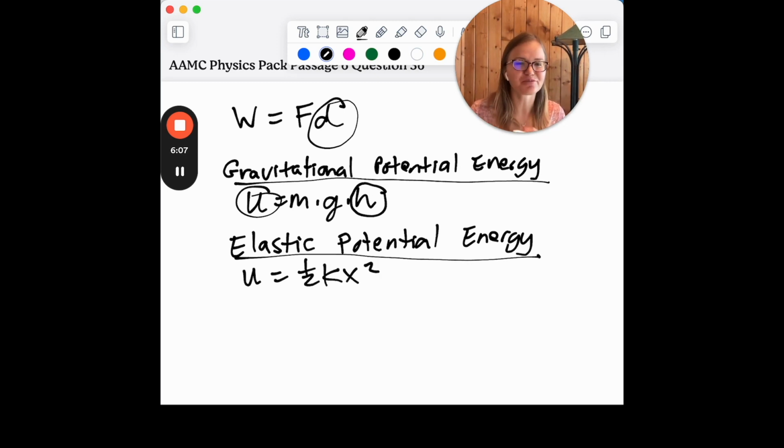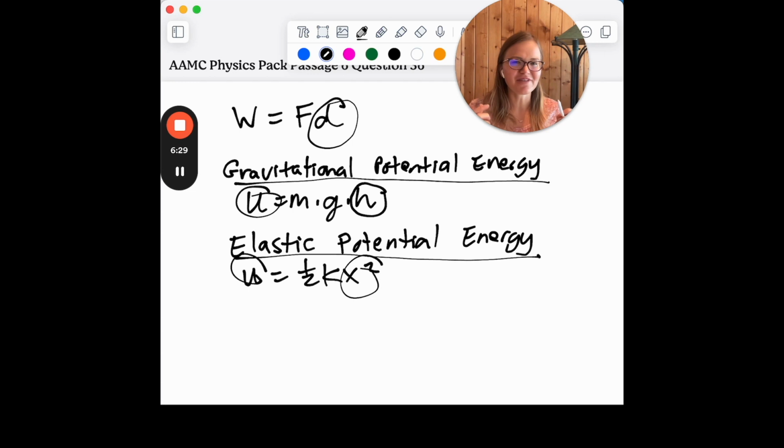Remember that k is just our spring constant, and x is going to be our displacement of our spring, the amount we either stretch it or compress it from its equilibrium baseline position. So notice again, just like gravitational potential energy, the greater our x is here, the greater our displacement is, the more we stretch or compress our spring, the greater our potential energy is.